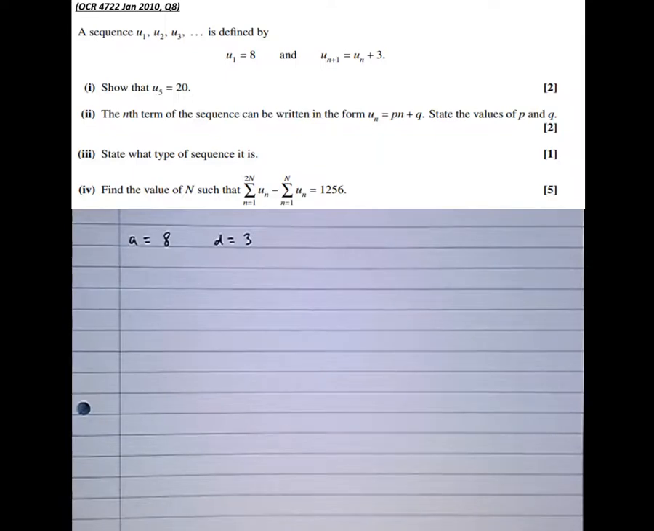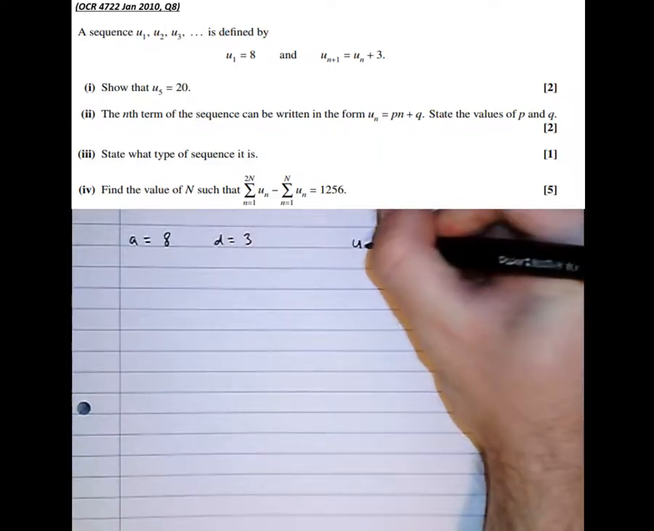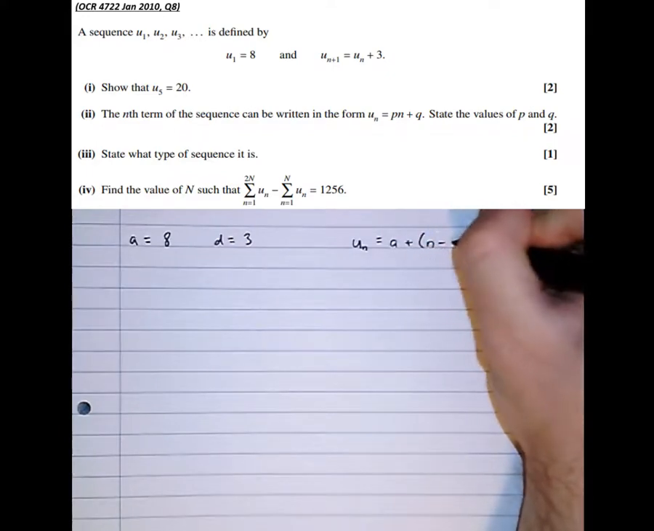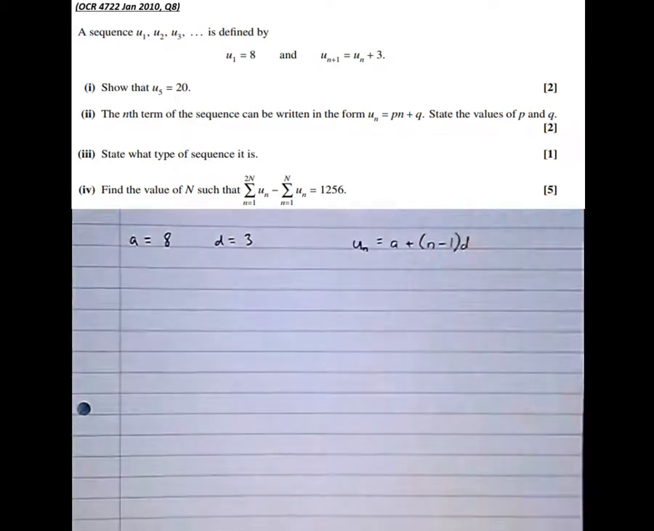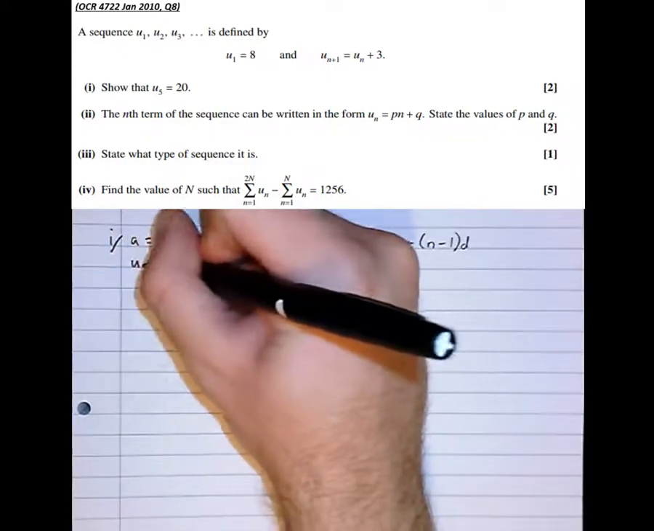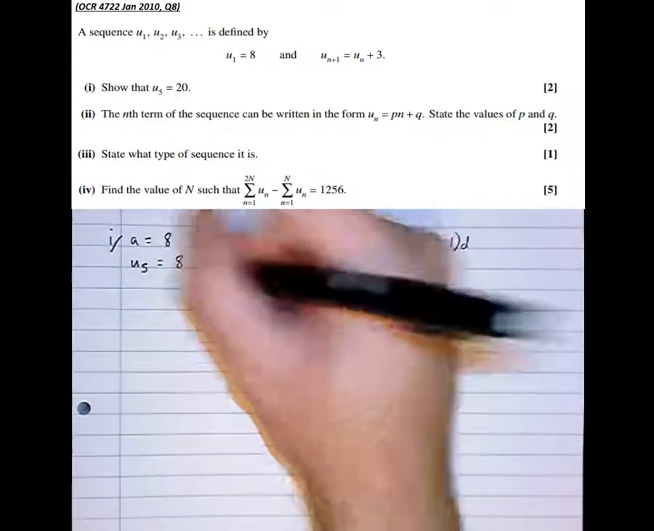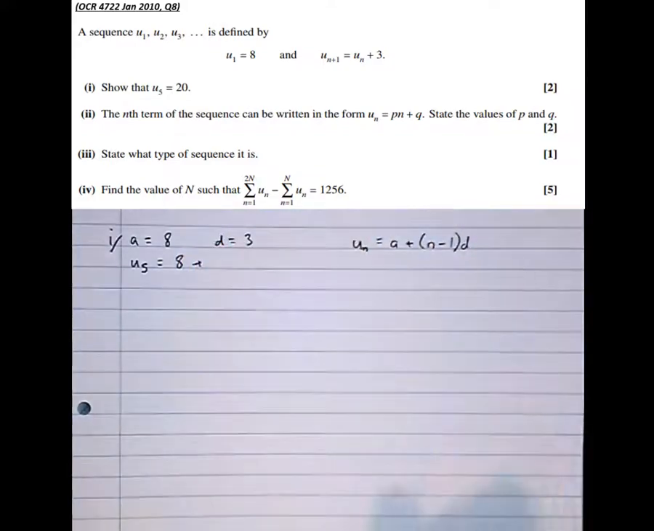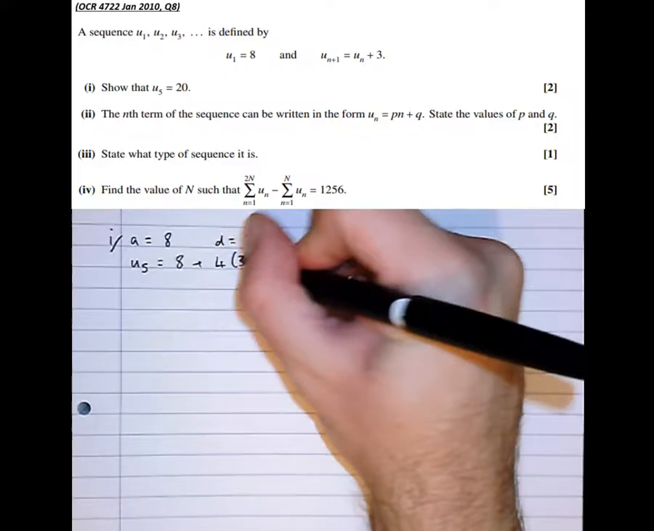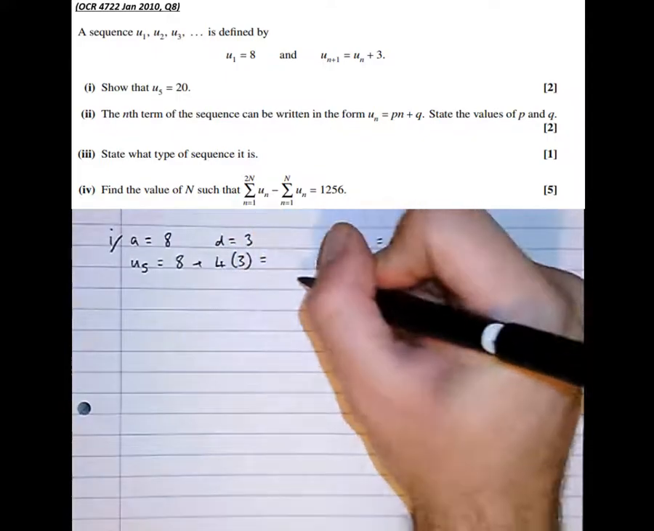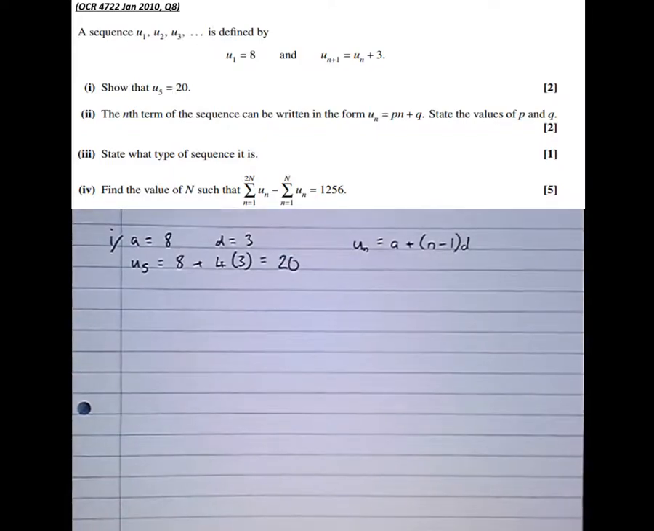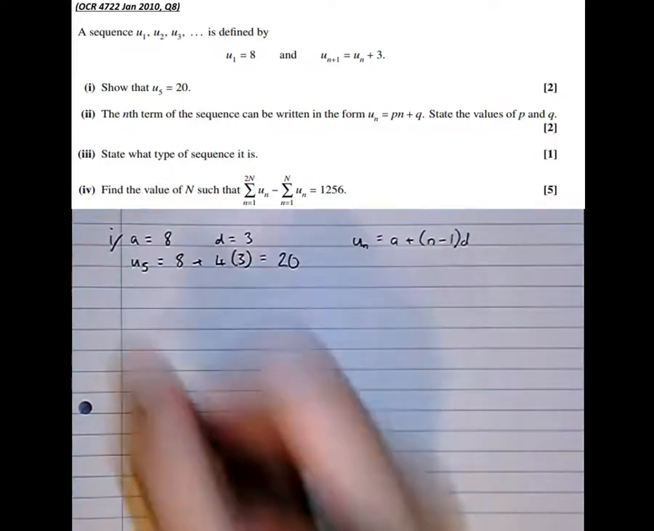Well, again, looking at our formula sheet, we see that the formula for the nth term is a plus n minus 1 d. So we want the fifth term, U5, is equal to the first term, 8, plus n minus 1, 5 minus 1, which is 4, lots of 3, which is equal to 20. 8 add 12 is 20. And that's enough working to pick up the marks.